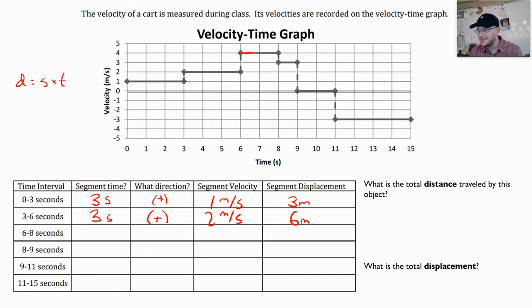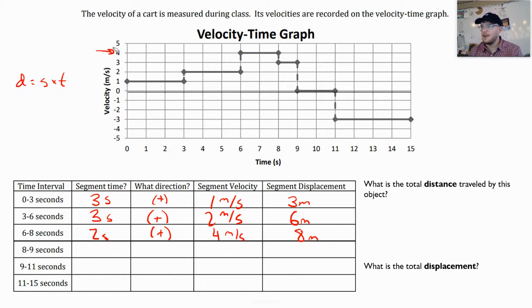Between 6 and 8 seconds, that is 2 seconds that have gone by. Again, I'm heading in the positive direction because my velocity is above the x-axis. And my velocity says it's 4 meters per second. So if I'm going at 4 meters per second for 2 seconds, how far did I go? 8 meters. All right, 2 times 4 is 8.